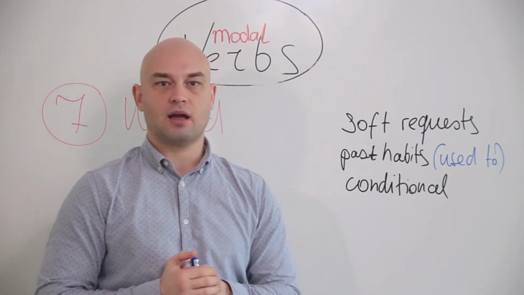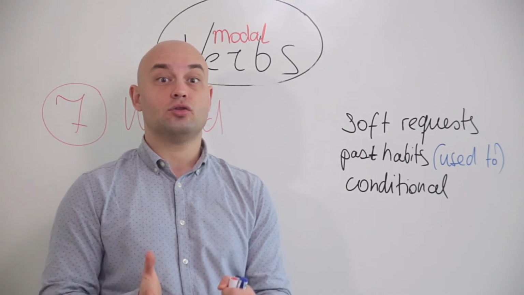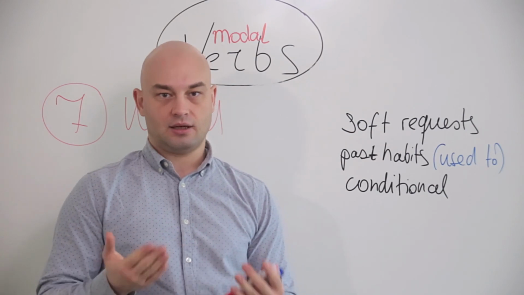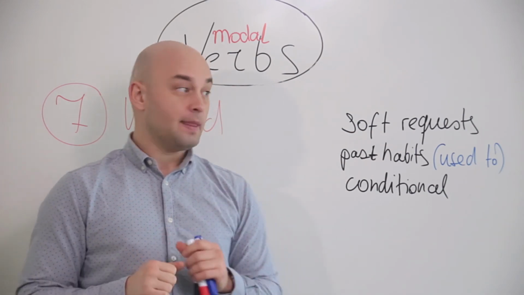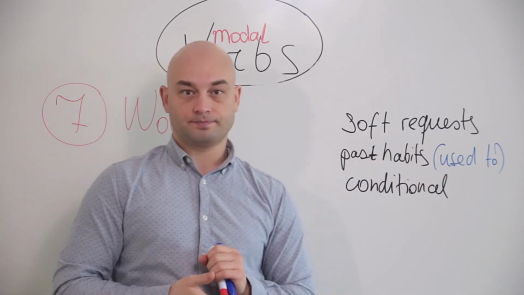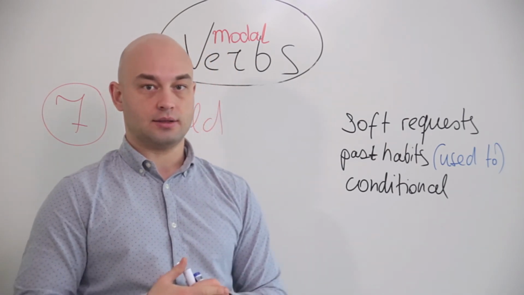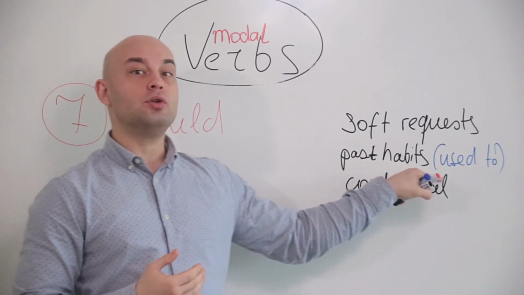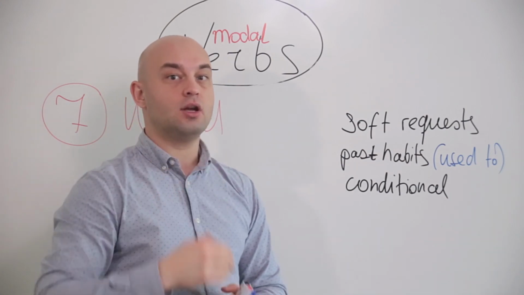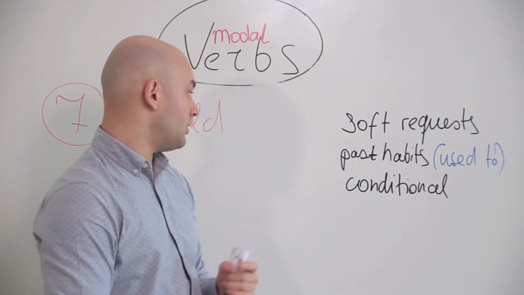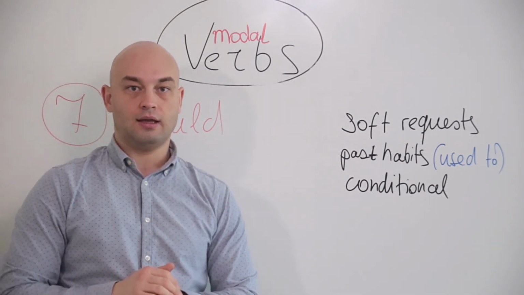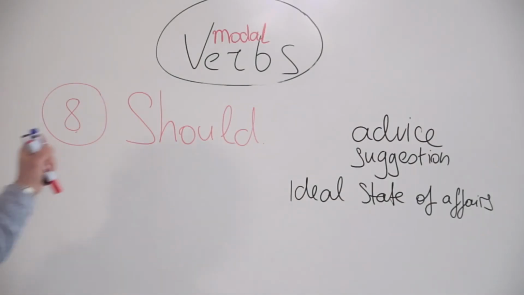So you would say, what are past habits? Past habits are things you used to do many years ago. Something repeated but in past. Okay? And you could replace would by used to. You could say, when I was your age, I used to go to the cinema every weekend. Or you could say, when I was your age, I would go to the cinema every weekend. I don't go anymore, but many years ago when I was your age, I would do that very often. So that's another use for would. And obviously conditional.